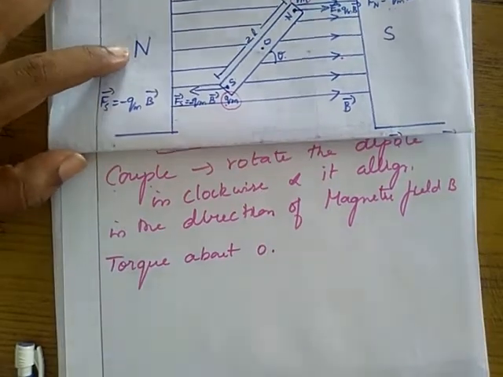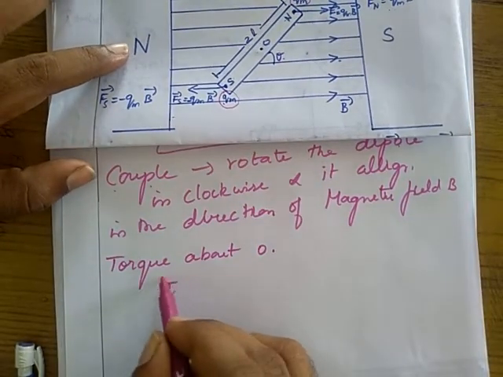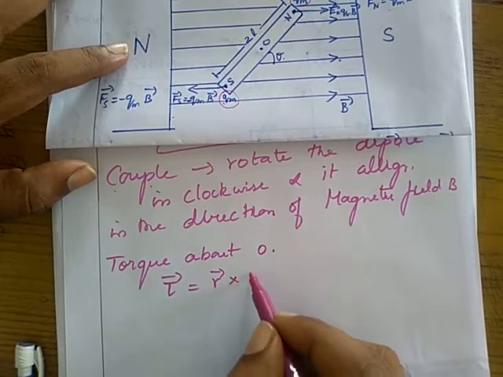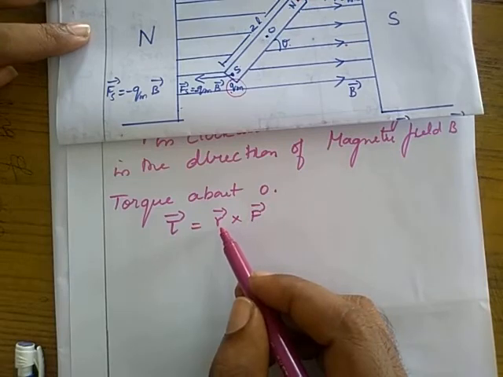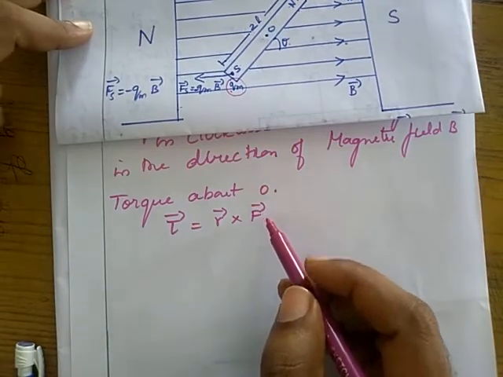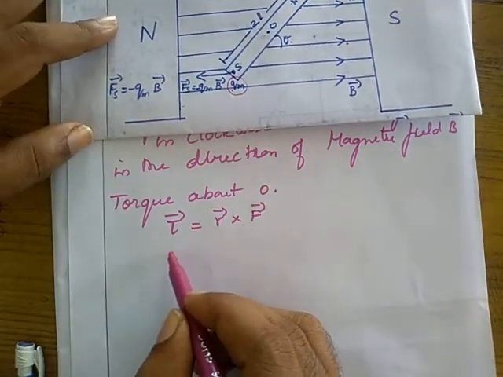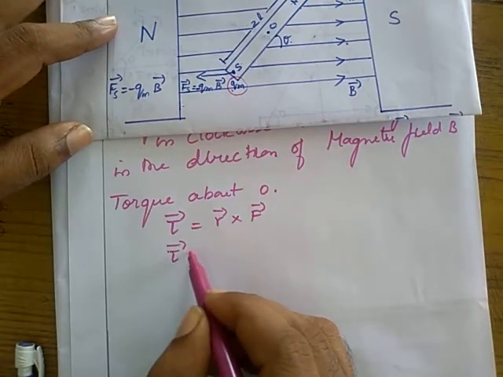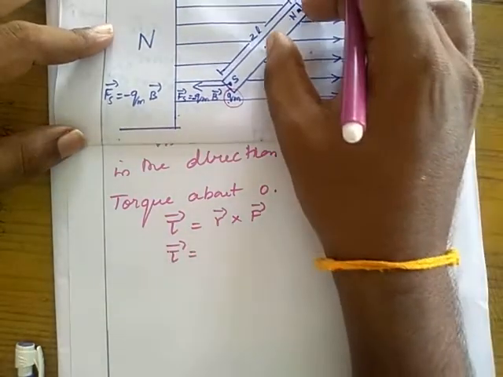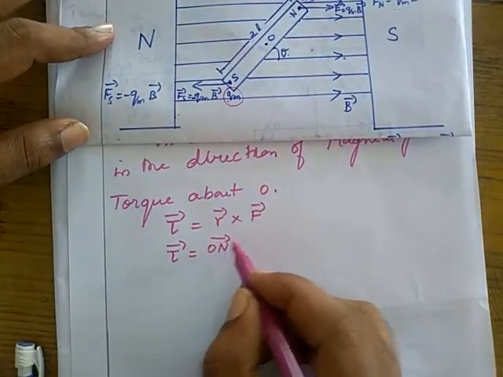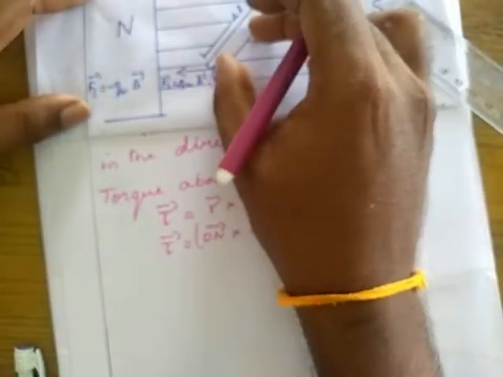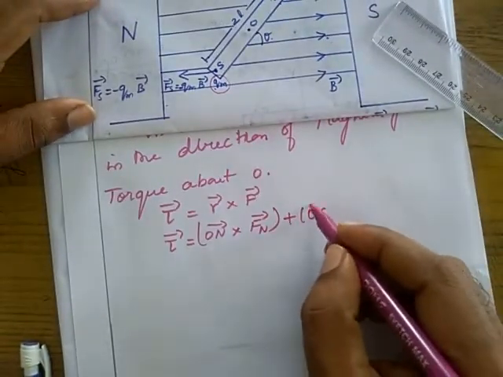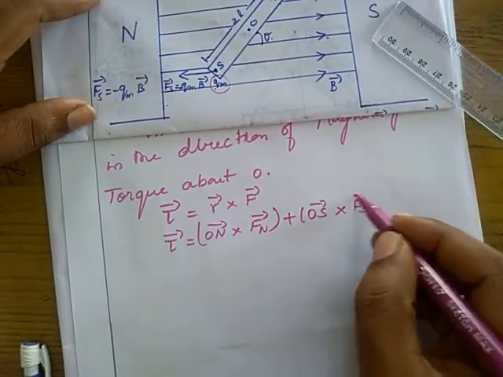Listen, we know the formula for torque. Tau vector is equal to R vector cross F vector. Here R vector is a position vector, F vector is a force vector. Here we can write torque tau vector is equal to, first of all, for this position, ON vector cross FN vector. Then for this position, plus OS vector cross FS vector.